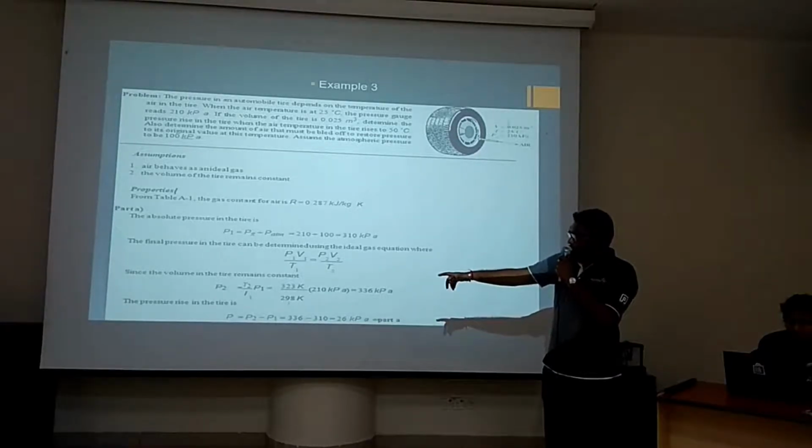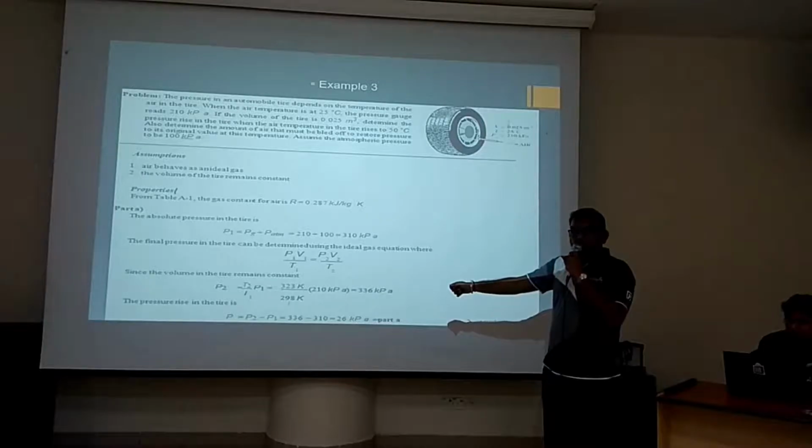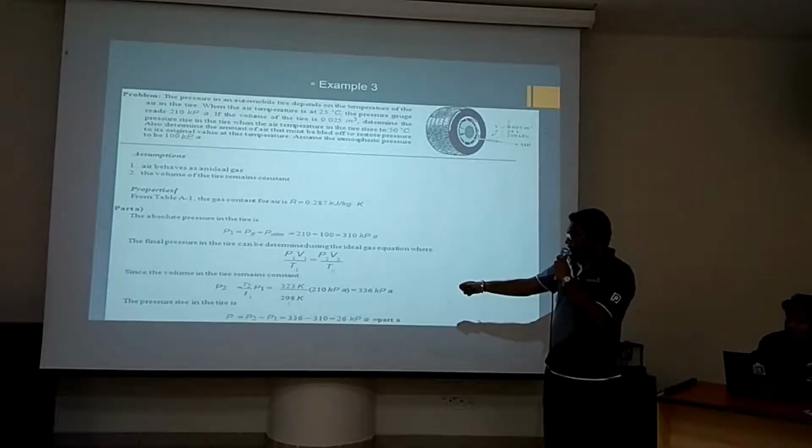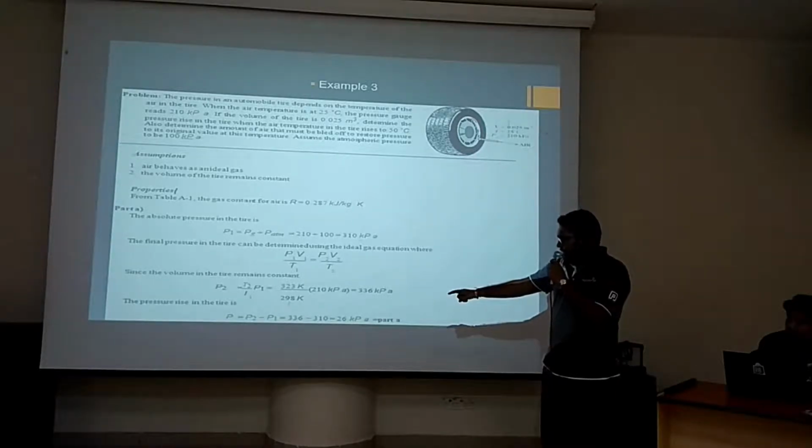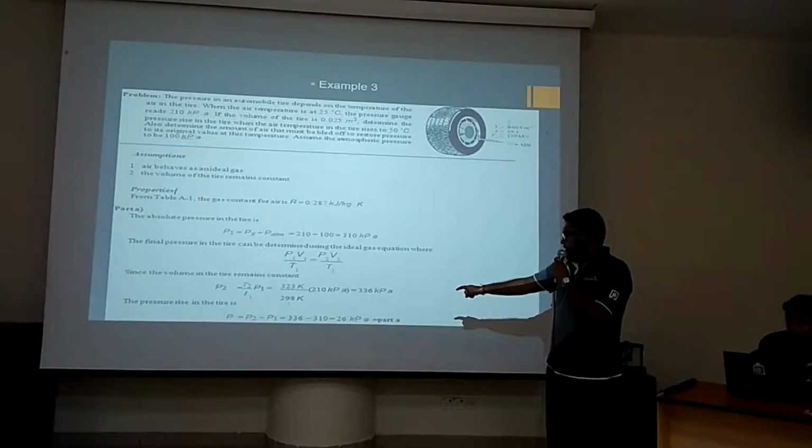So now we want to find the pressure in the tire. We use the formula ΔP equals P2 minus P1. So the value for P2 is 336, the value of P1 is 310, and you get 26 kilopascal.